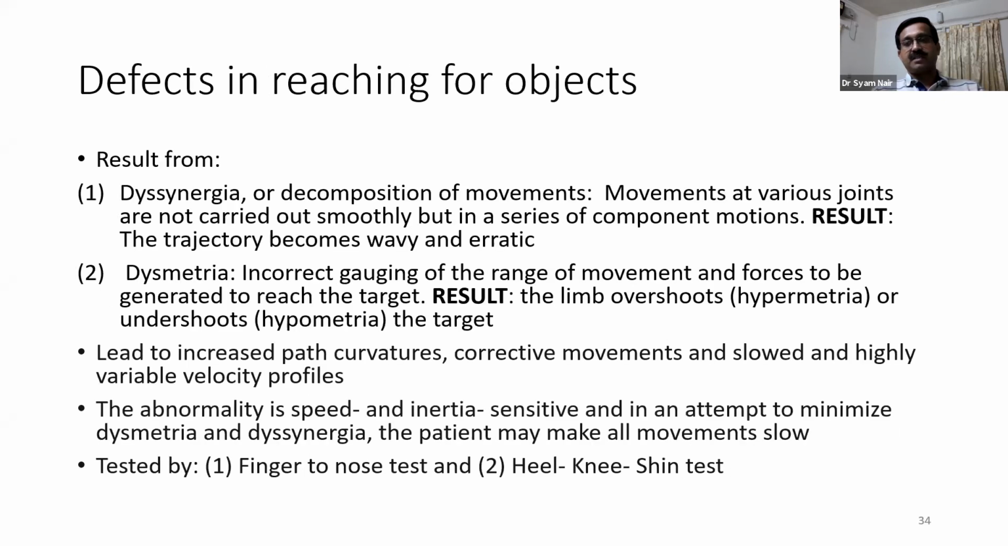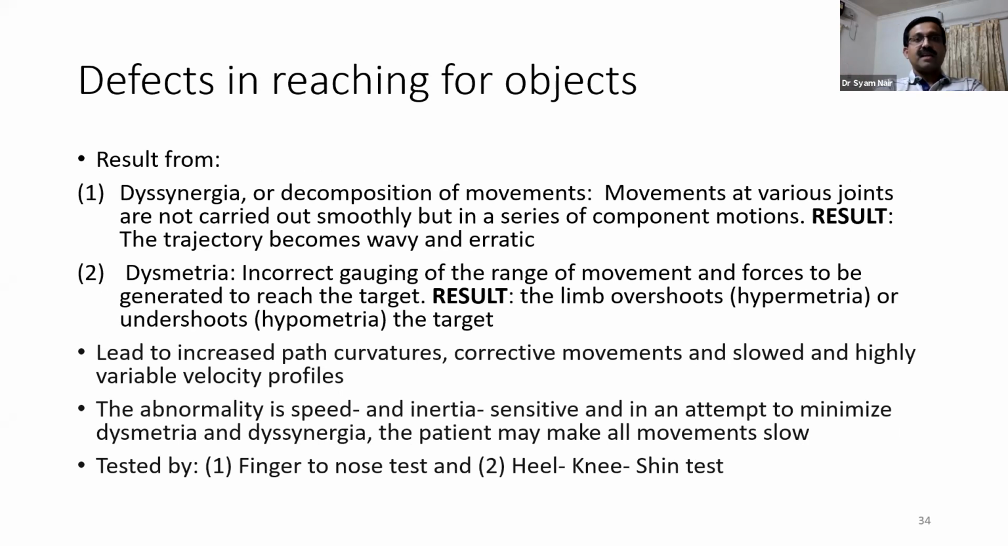Defects in reaching for objects are another problem in cerebellar disease. This results from dyssynergia or decomposition of movements. The movements at various joints are not carried out smoothly, but in a series of component movements. The orchestra of movements involving different joints doesn't happen, and movements happen as a series of component movements. The result is that the trajectory becomes totally wavy and erratic.